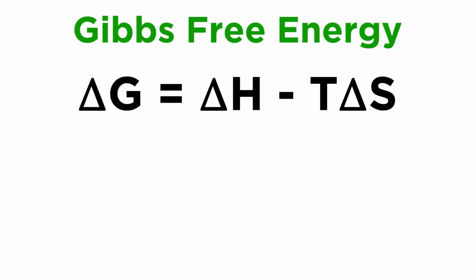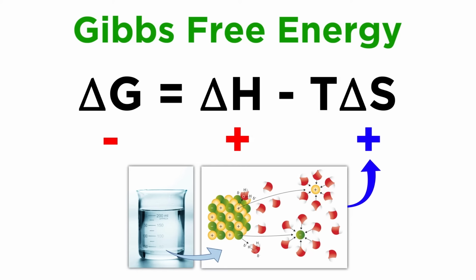But recalling our Gibbs free energy equation, even with a positive delta H, if the delta S is sufficiently positive, we can still end up with a negative delta G and a spontaneous process. And it is indeed the case that dissolution is entropically favorable, as it involves a dispersal of matter. So the dissolution of sodium chloride in water is an entropically driven process.